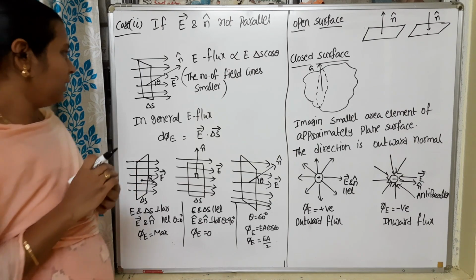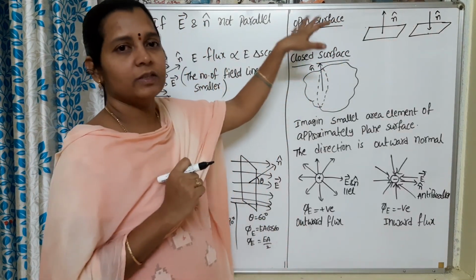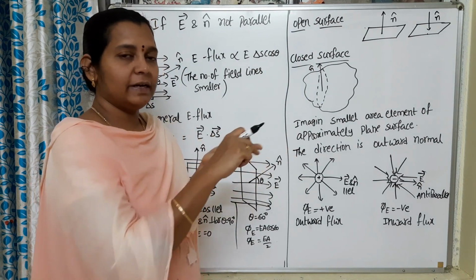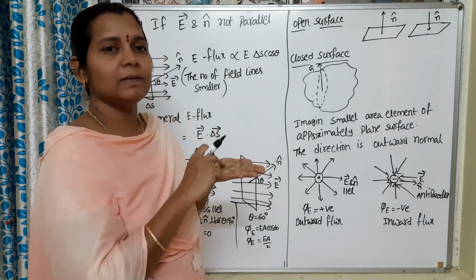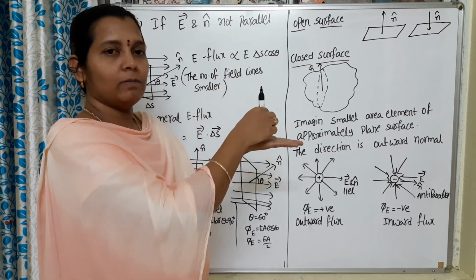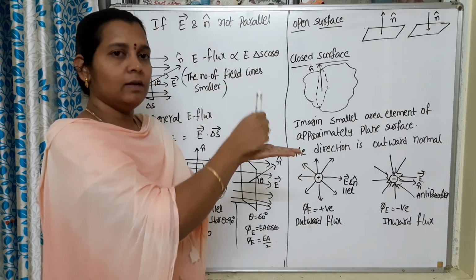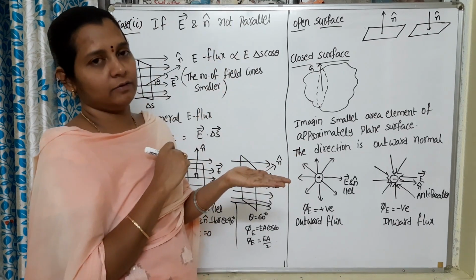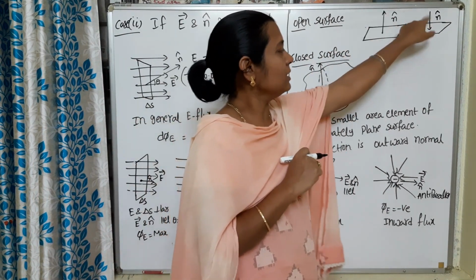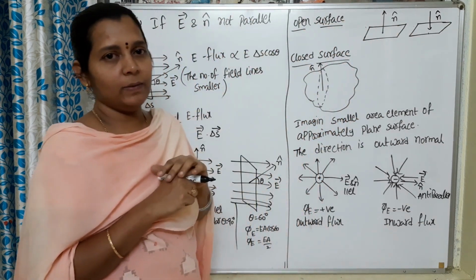Right. So here, for a plane surface, an open surface or a plane surface, what we said is the direction of the surface is nothing but simply drawing a normal. So for a surface, I can draw a normal pointing away from the surface, or I can also draw a normal pointing towards the surface. So both are possible. So these are the two possibilities for the case of an open surface.